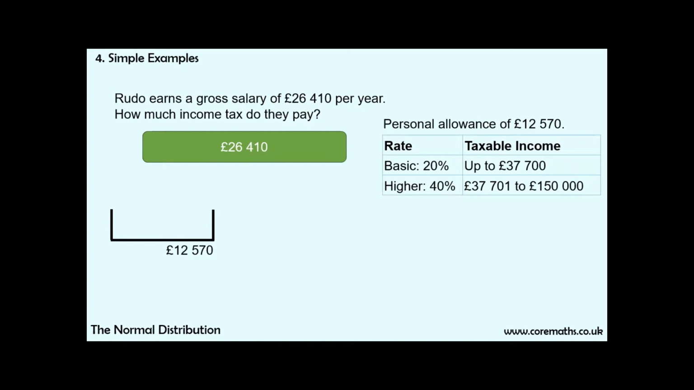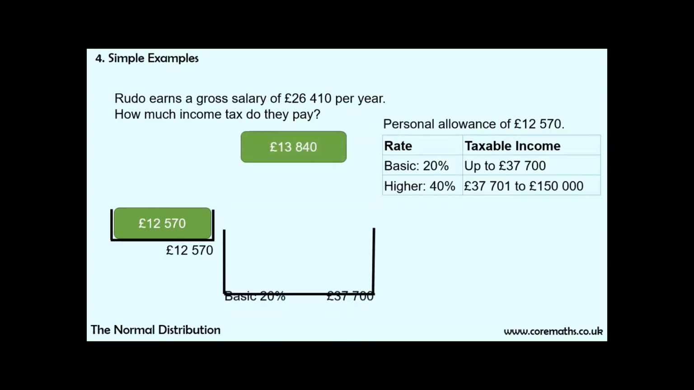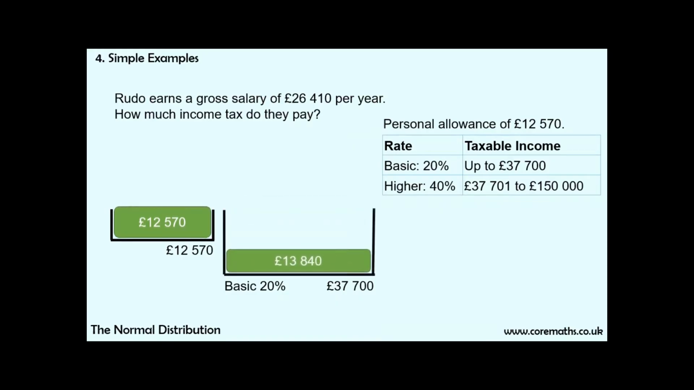Obviously, 26,410 is higher than that, so I can put 12,570 into there and think about how much is left over. So 26,410, take off the personal allowance, means I've got 13,840 left. Now that is called the taxable income, but let's think about my next income tax tub. This one's a bit bigger. It can hold £37,700, and anything on here, I need to pay the basic rate of 20%. So the 13,840 that was left over fits comfortably into this tub without filling it up.